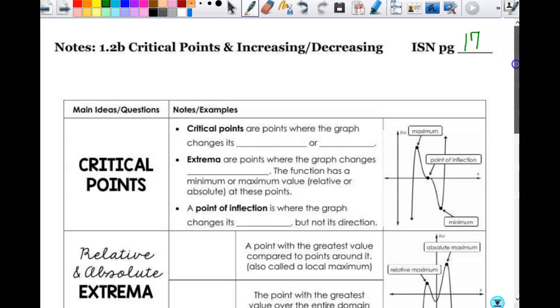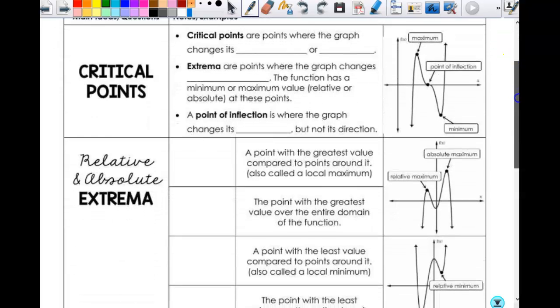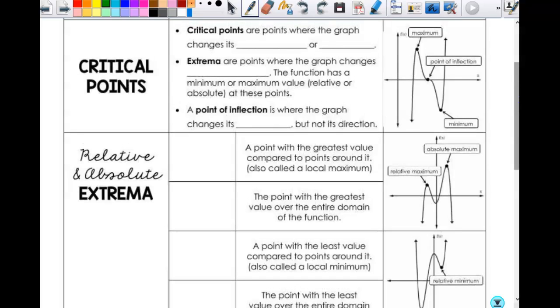All right, let's look at critical points. Critical points on a graph, right? We don't know what the equation is. They are points where the graph changes its direction. So if the graph changes direction, there's a critical point there.